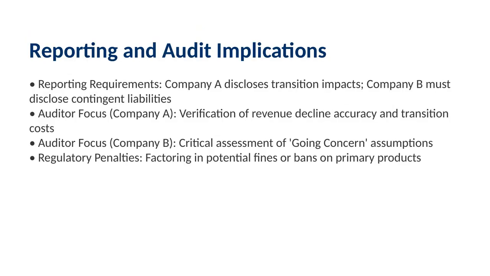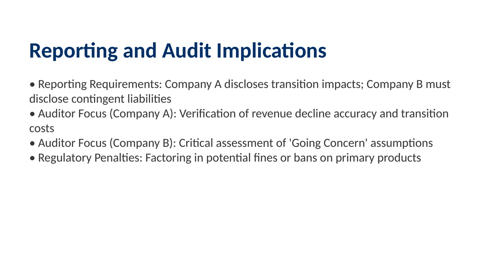So, if you're answering the questions posed in the text, for reporting requirements, Company A will report its transition and the resulting impact on revenue, while Company B must disclose the contingent liabilities and the risks associated with the ongoing regulatory investigation. Company A is the one that has absorbed the impact of future changes by taking a hit now to ensure long-term survival. For the auditors, this is critical.